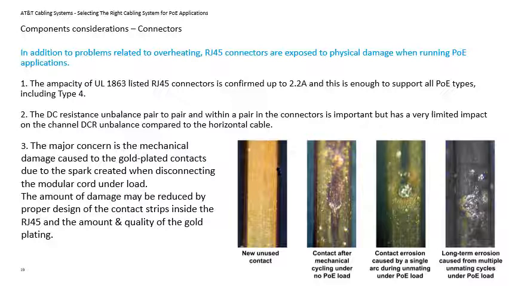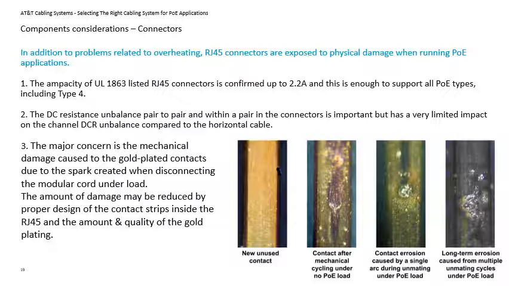We have been talking about the cables and the number of bundles recommended by the standard. Now we are going to talk about another component in the channel, which is the connectors. In addition to problems related to overheating, RJ45 connectors are exposed to physical damage when running PoE applications. Let us go through the problems that can affect PoE delivery in RJ45 connectors.